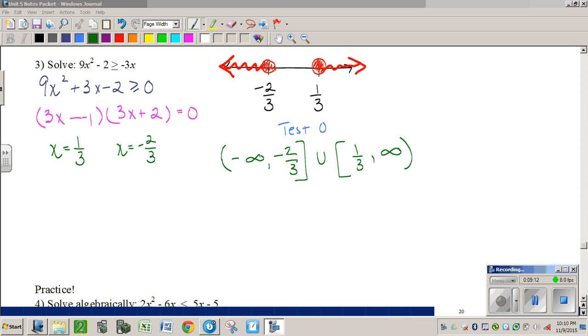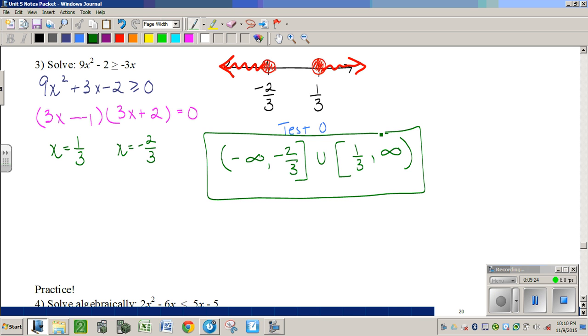Okay, how'd you do? Did you remember to put brackets on negative 2/3 and 1/3 since you had your circles closed in? And did you remember to put your union sign in between your two solution sets? Okay, alright, nice job on that one. Let's go ahead and take a look at the next one.